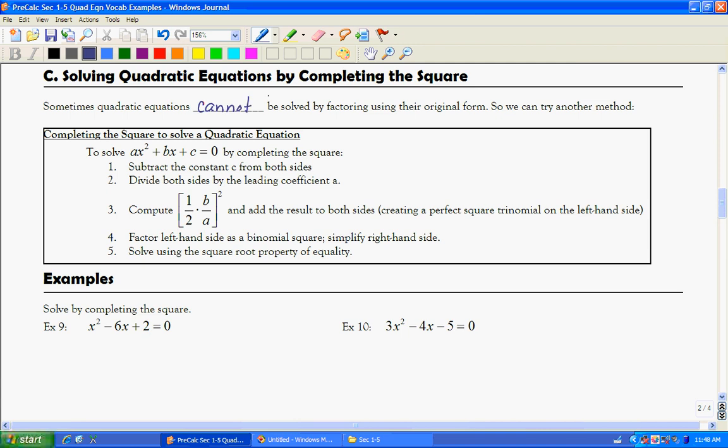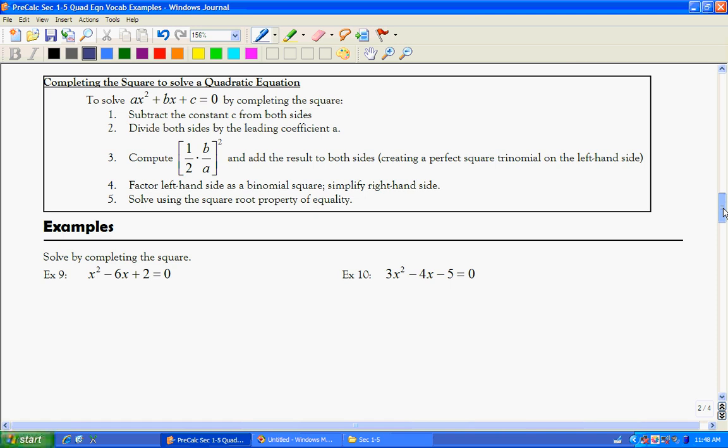So the completing the square method is outlined right here. To solve a quadratic, first thing we're going to do is subtract the c value, which is the constant, from both sides, then divide by the leading coefficient if there is one, and then we're going to compute a little calculation here, 1/2 of b over a, and then square it, and we're going to add that to both sides. And what that does is it creates a perfect square trinomial on the left hand side that we can factor. And then we're going to factor that side, simplify the right hand side, and then we're going to use our last property, which is the square root property, to solve. So let's take a look at two examples of that.